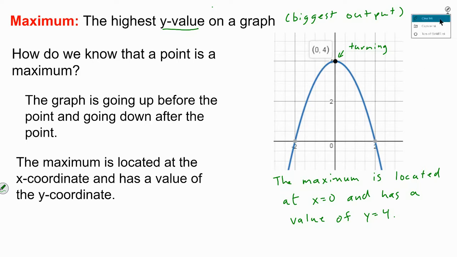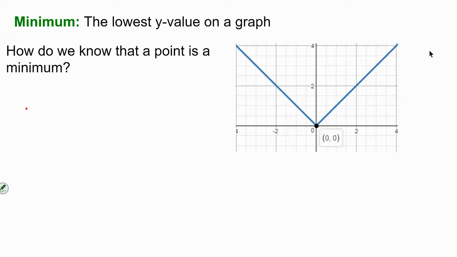Now, a minimum is basically the same thing, but it's the lowest y value on the graph. Again, we're looking for the lowest output value. So again, we're looking at the y value. We're not looking at the point. The point does mean something, but we want the lowest y value we can get.